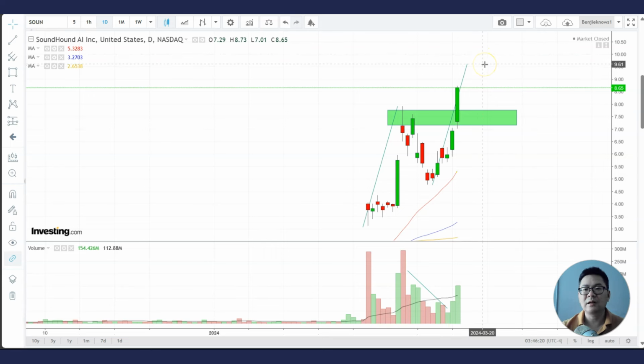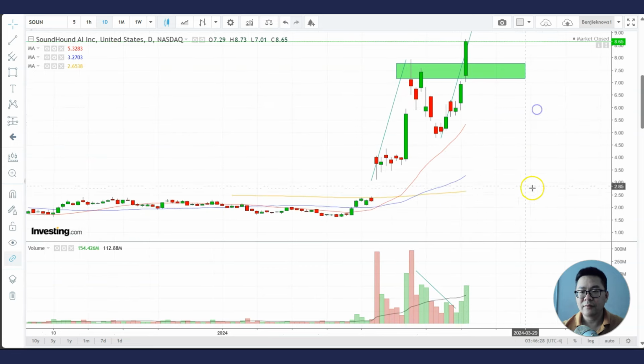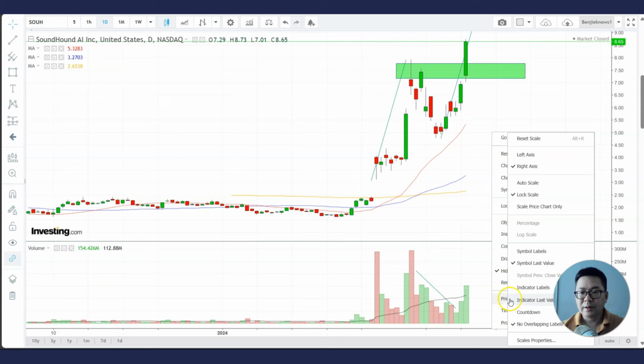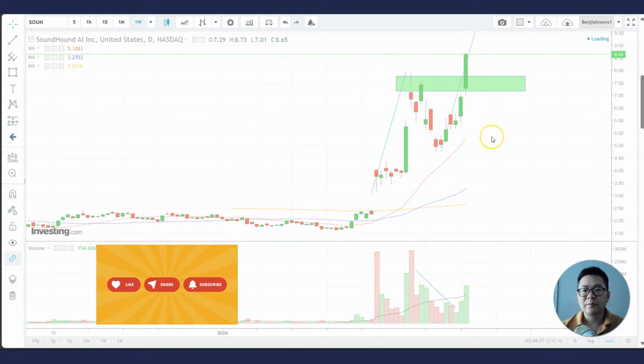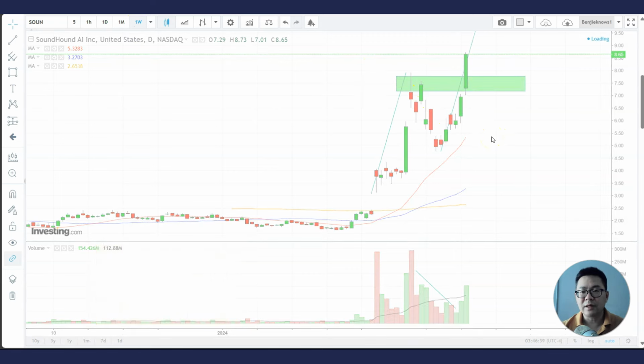So we have a target of 957 if it can stay above this top half of this bullish candle. So there you have it. Let me just lock back the price scale. Okay, now let's take a look at the longer time frame for those who are more into investing.